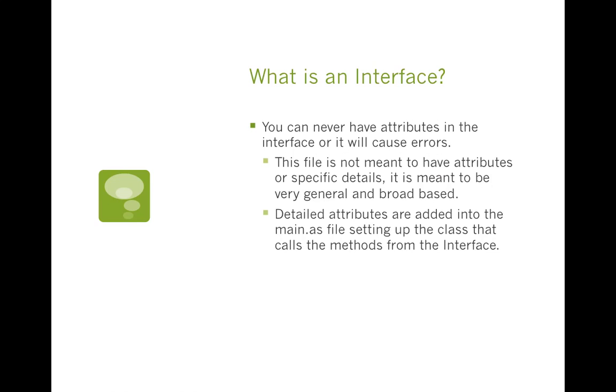You can never have attributes in the interface or it will cause errors. This file is not meant to have attributes or specific details. It's meant to be very general and broad-based. Detailed attributes are added into the main.as file while you're setting the class up, and that calls the methods from the interface.